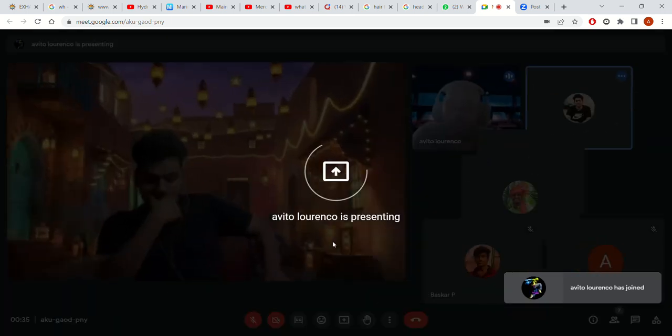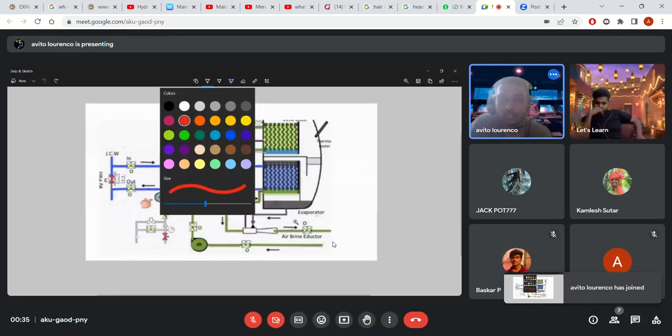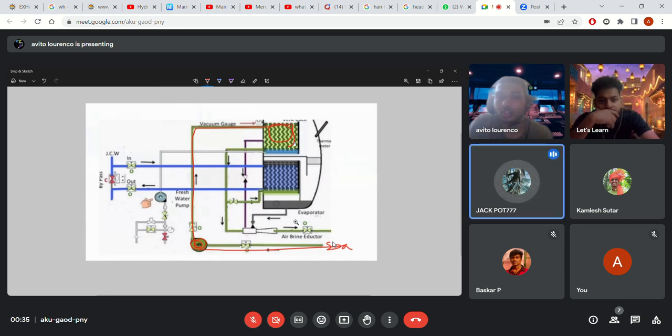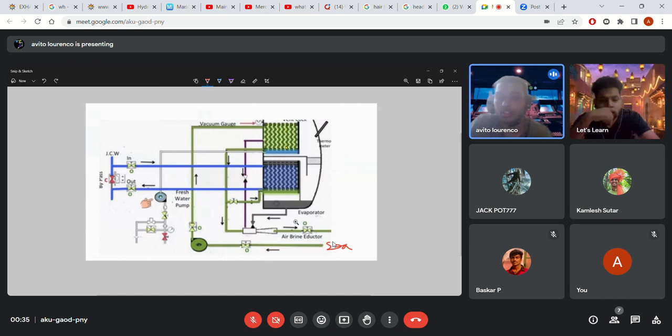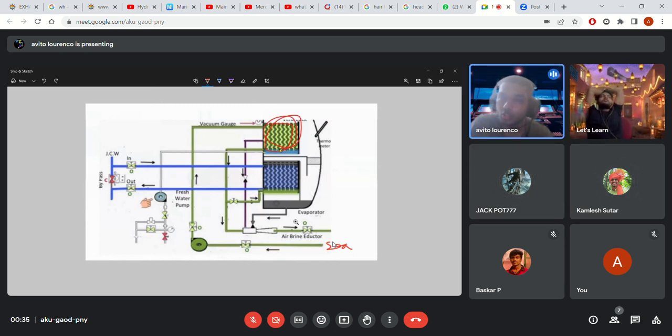So basically, what the full process will be: from here we have the seawater. The seawater is coming in from the centrifugal pump, goes here, gets preheated over here. It's just preheated hot water, not yet vapor. Seawater is only preheated here.